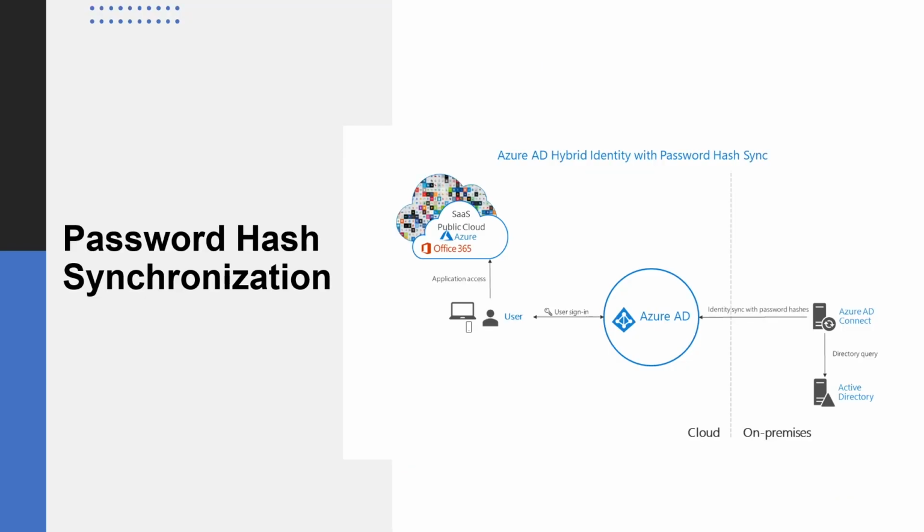The first method is known as password hash synchronization. This is the simplest way to enable authentication for on-premises directory objects in Azure Active Directory. Users can use the same username and password that they use on-premises without any additional infrastructure being needed. Password hash synchronization is a type of managed authentication.